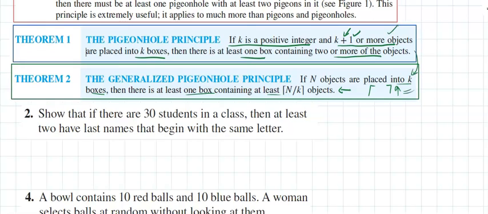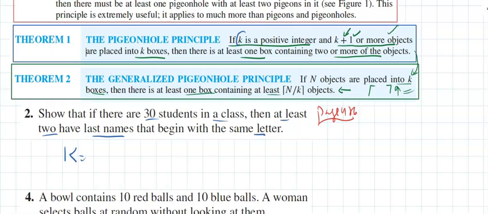So I'm looking at problem number 2. This is on page 426. It says, show that if there are 30 students in a class, then at least 2 will have last names beginning with the same letter.